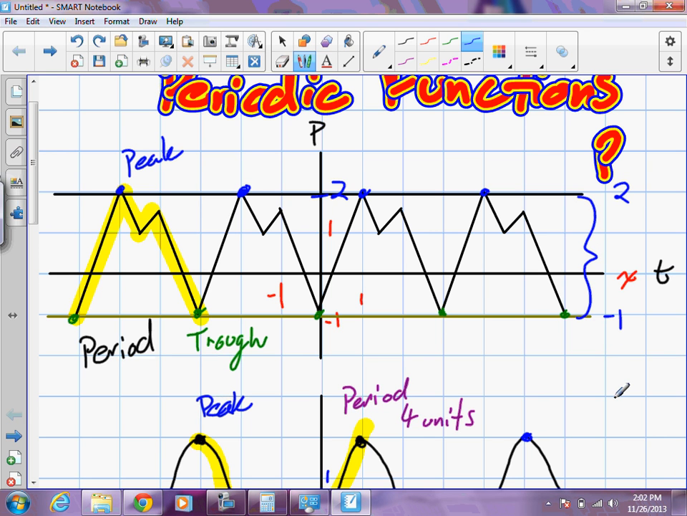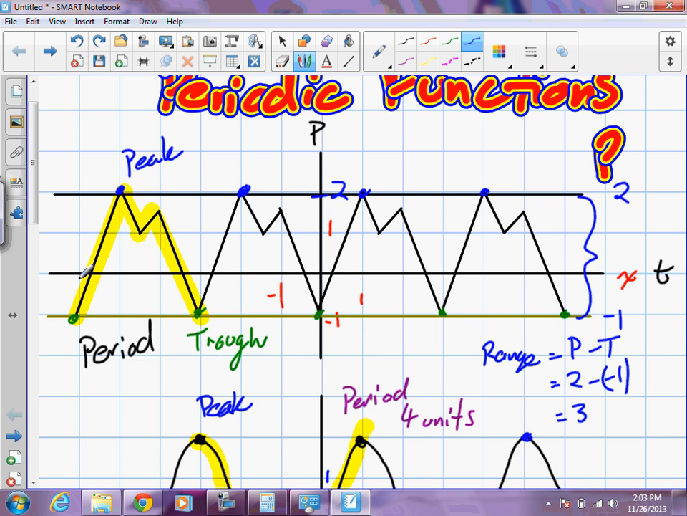We could count. What if we had very large numbers? Subtract them. Our range is taking the peak and subtracting the trough. So the peak is 2, the trough is -1. 2 subtract -1 is 3. The range of this unit was 3.